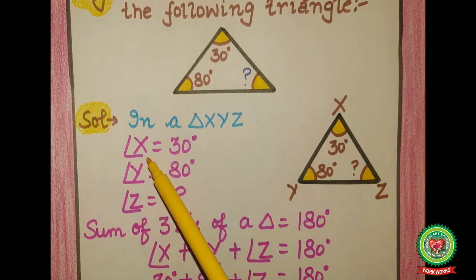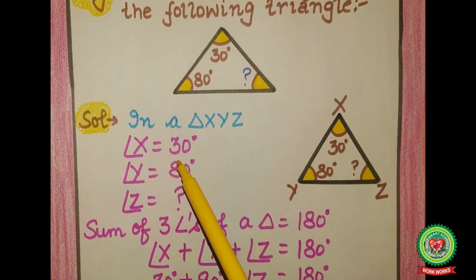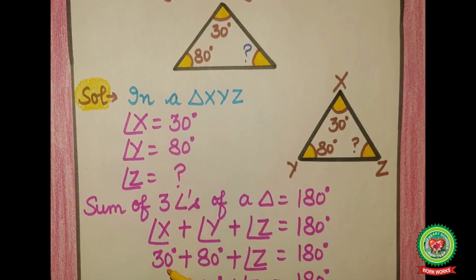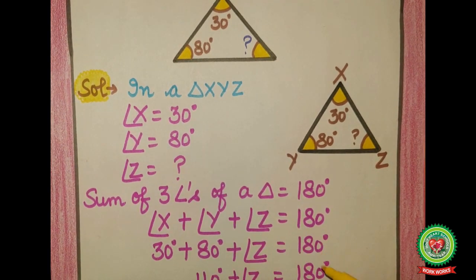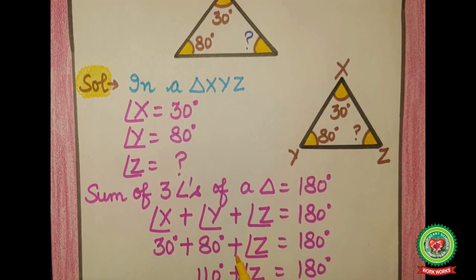Now what is the value of angle X? Angle X is equals to 30 degree. So below angle X write down 30 degree. What is the value of angle Y? Angle Y is equals to 80 degrees. So below angle Y write down 80 degree. And what is the value of angle Z? Angle Z is question mark. We have to find out. So below angle Z you will write angle Z equals to 180 degree. And in between the numbers you will write plus sign, under plus sign you will write plus sign.